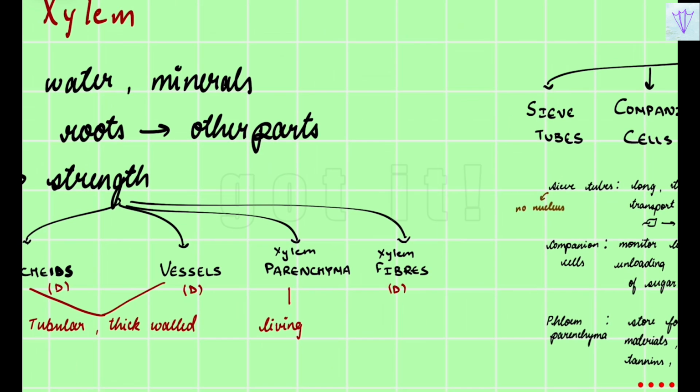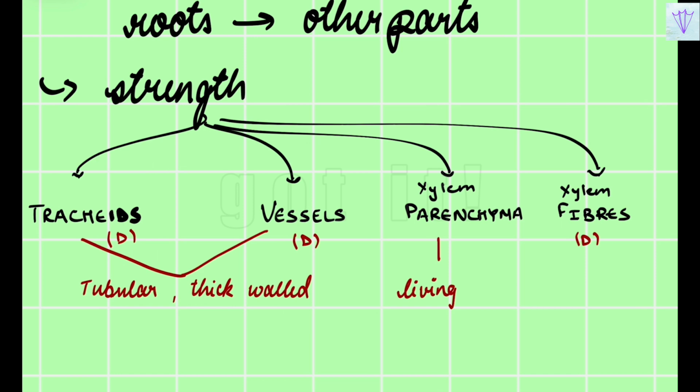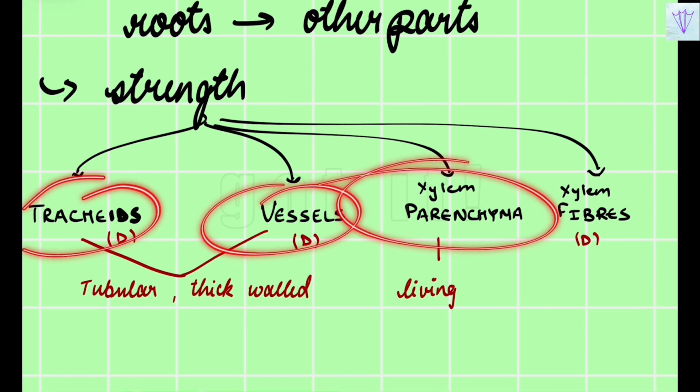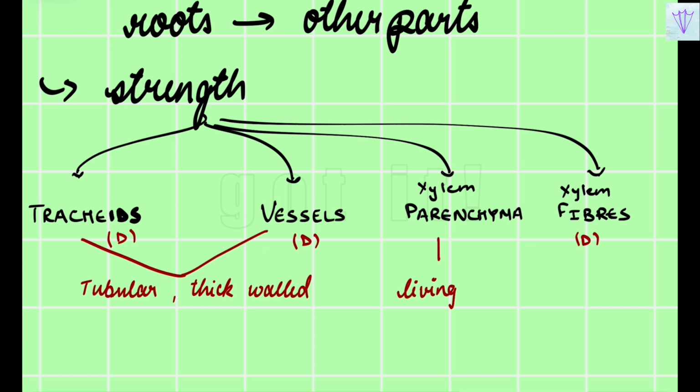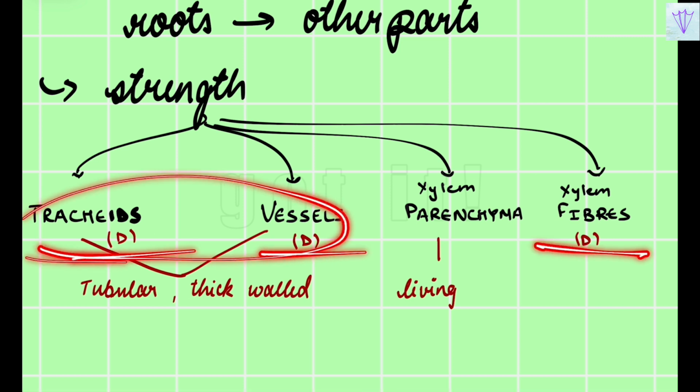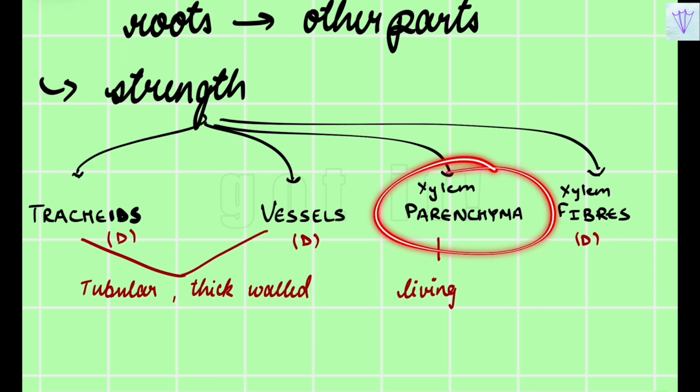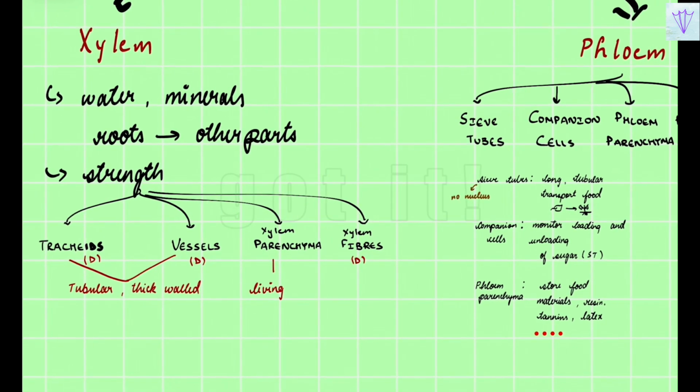There are 4 categories in xylem as well, which are the tracheids, vessels, xylem parenchyma, and xylem fibers. All these tracheids, vessels, and xylem fibers are not living, but only the xylem parenchyma is living. And tracheids and vessels are tubular and thick-walled. So this is all you have to remember in the xylem part.